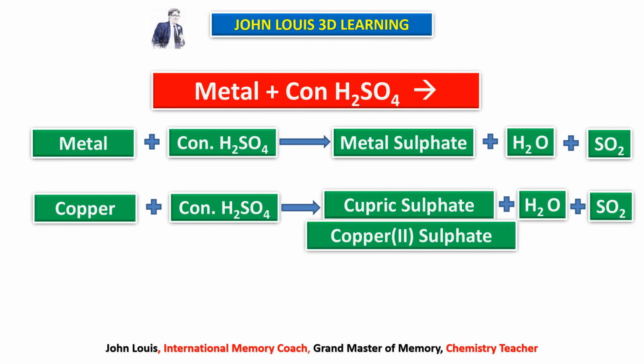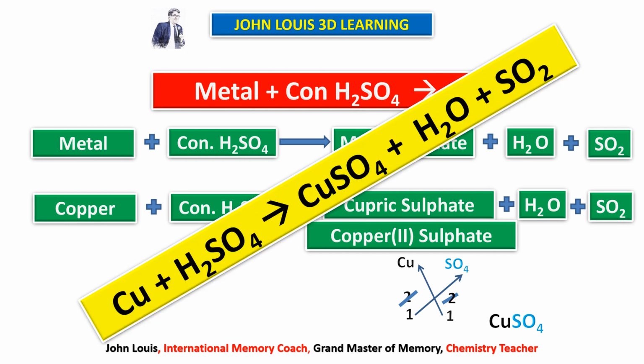What is the other name of cupric sulfate? Copper 2 sulfate. How can you write the formula? Copper sulfate 2:2, so if you simplify, you get 1:1. If you interchange, you will get CuSO4. Therefore what is the final equation? Cu plus H2SO4 gives CuSO4 plus H2O plus SO2. The sulfuric acid is concentrated; that we need to mention here. Okay, hope 3 examples will do, and let us move on to the next type.